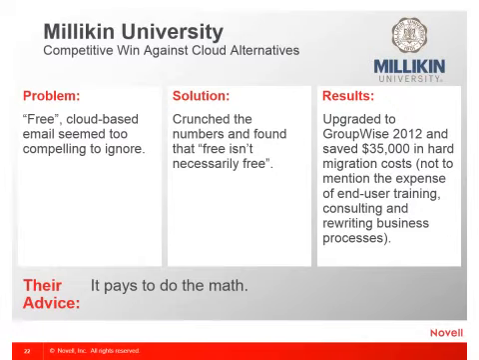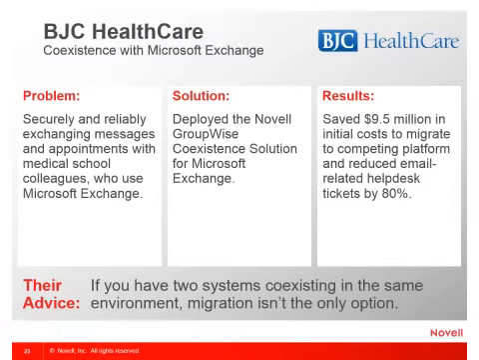The next success story is BJC Healthcare. We did a very extensive coexistence solution with them. They had about 5,000 Exchange users in their organization that they needed to coexist with about 28,000 GroupWise users, and we deployed that internally last year. Very successful, saved them a ton of money, as you see in their results. And their advice: if you have two systems coexisting in the same environment, migration isn't the only option, and this coexistence solution is perfect for that scenario.